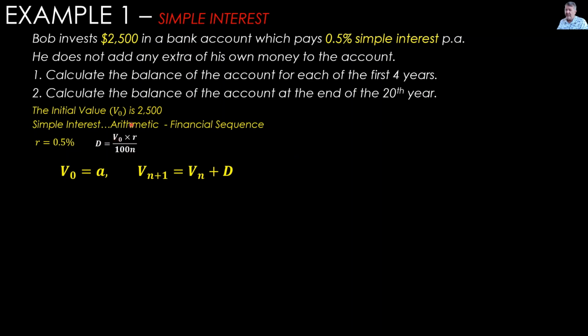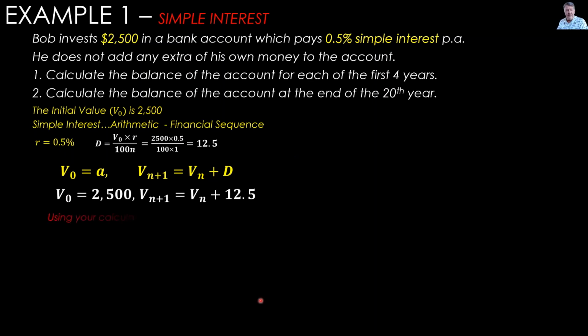V0, what was our V0? $2,500. R was 0.5%. N, now it's only per annum, which means once per year. So that's just 2,500 times 0.5 over 100 times 1, which gives us $12.50 interest each year. We can substitute that into our formula, and we have our final simple interest recurrence relation. Now, to work out the first 4 years, grab your calculators.